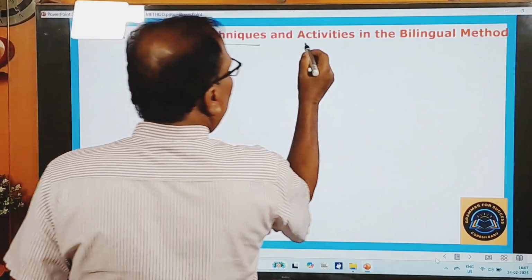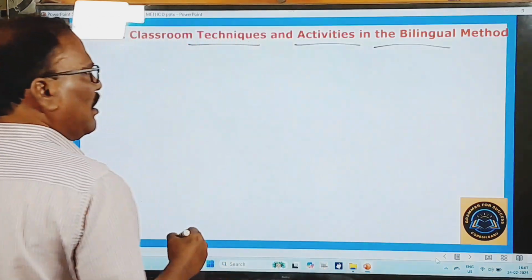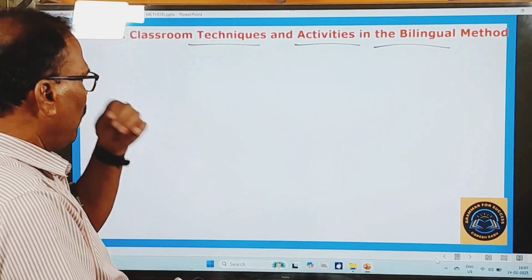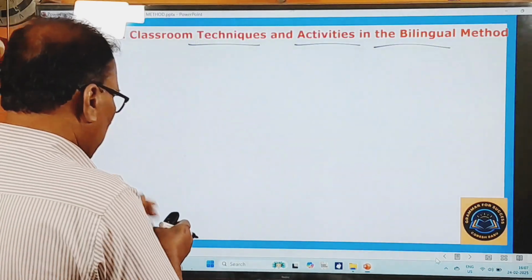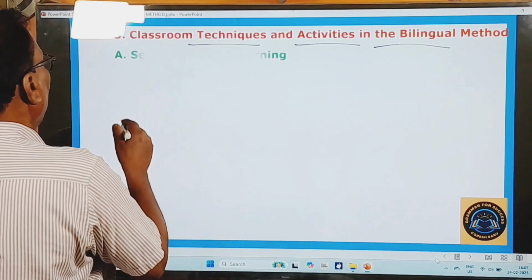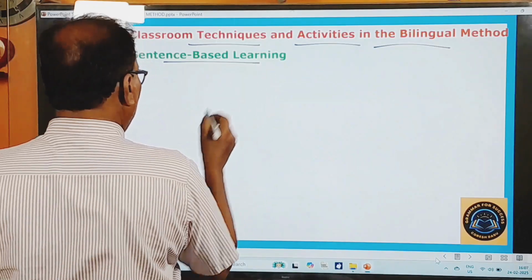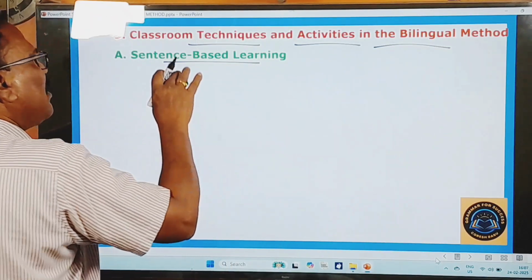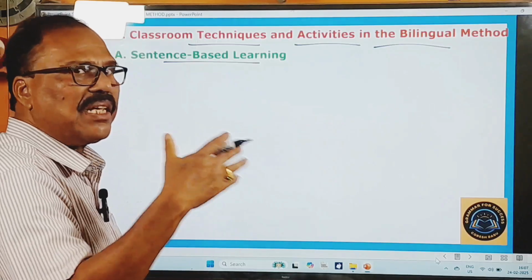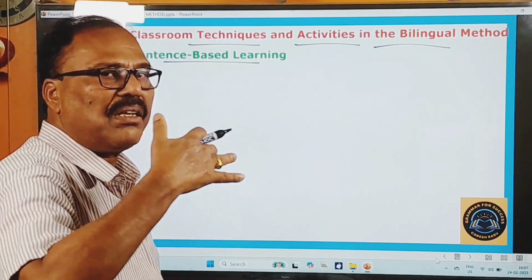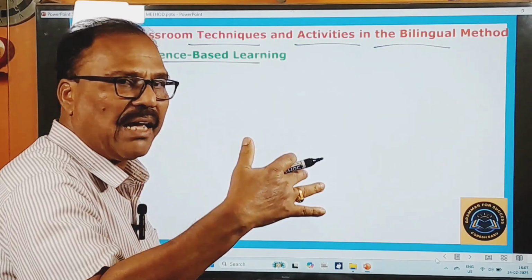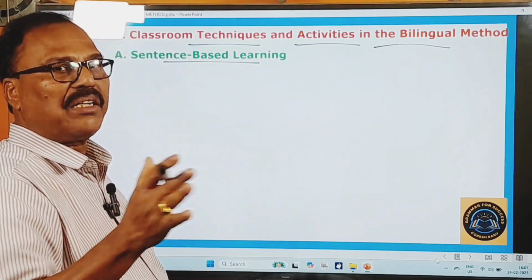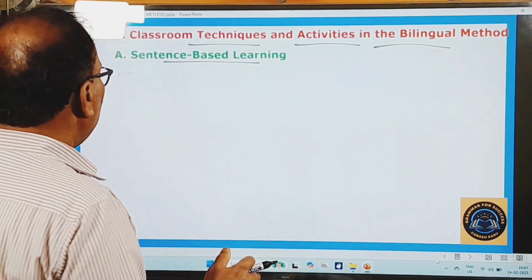Classroom techniques and activities in the bilingual method. What are the techniques and activities taken up in the bilingual method classroom? Let us look at this. Okay, sentence based learning is there. Sentence based learning means what? In this method, the teachers will see that the students learn the target language through sentences only, not through isolated words and all that. How? Let us see that here.